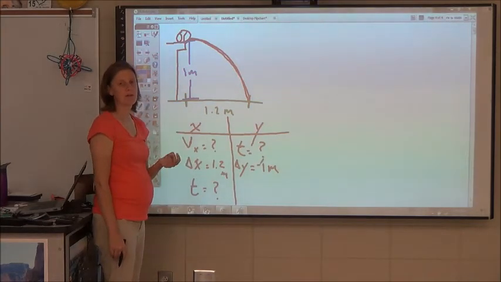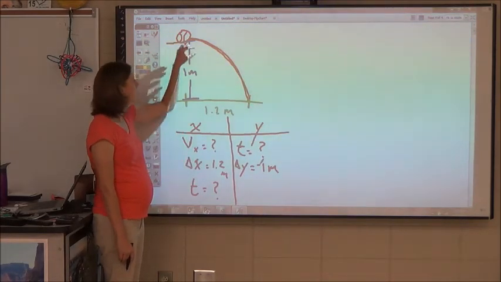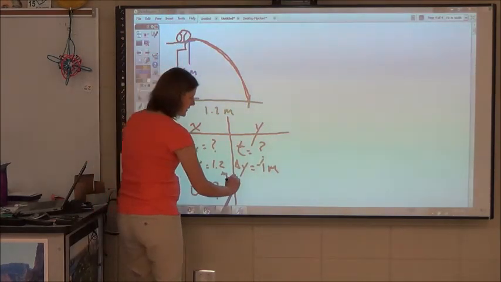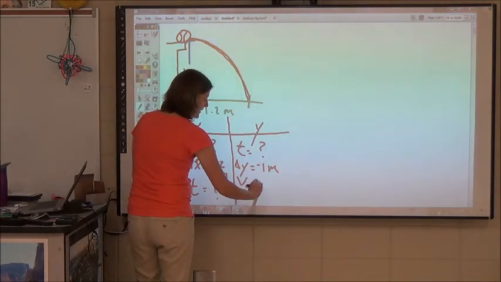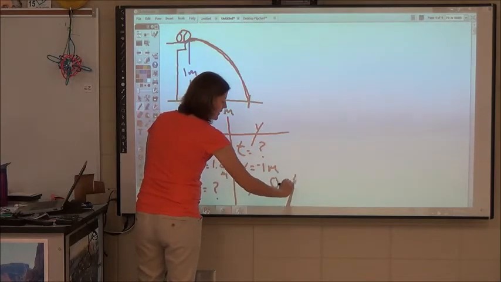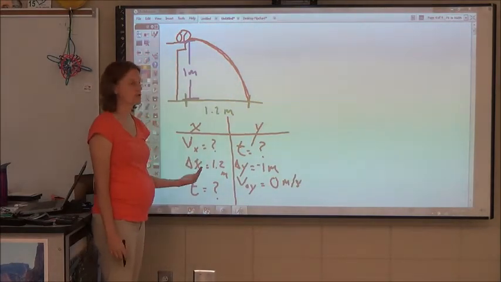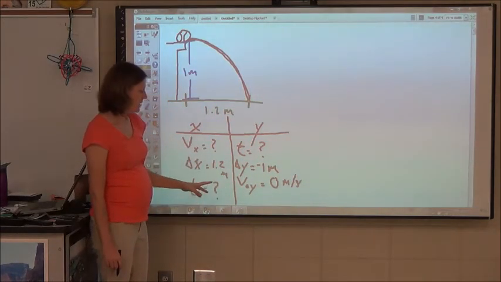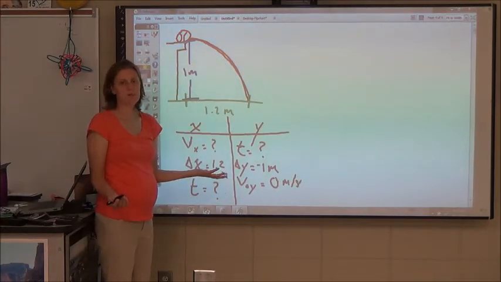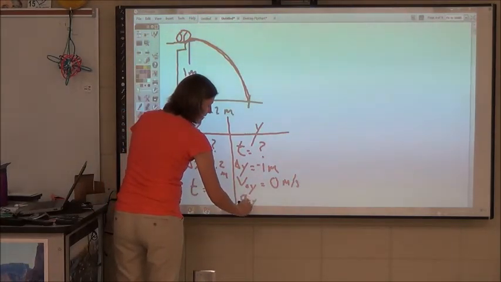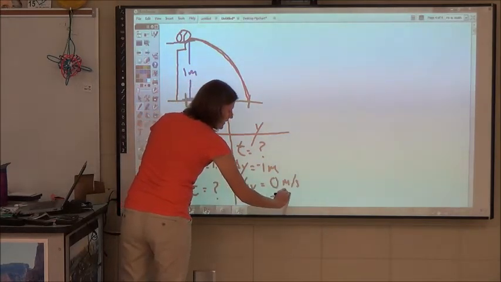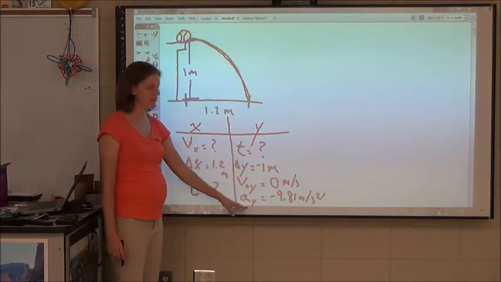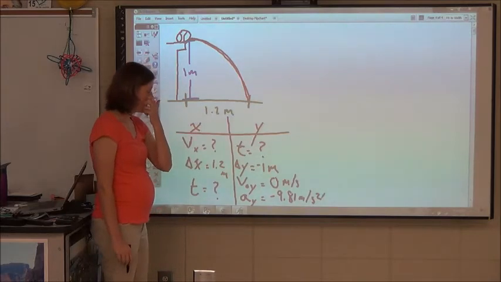But I really know two more things, even without them being stated in the problem. The fact that this is half a projectile and we're starting at the peak means that my initial velocity, or my v naught y, was nothing. There is no vertical velocity initially. It will immediately have velocity as it falls down. But initially it's nothing. And since this is a problem where something's falling, I know the acceleration, the ay, is gravity. So in any projectile problem, you can always list the acceleration vertically as gravity.